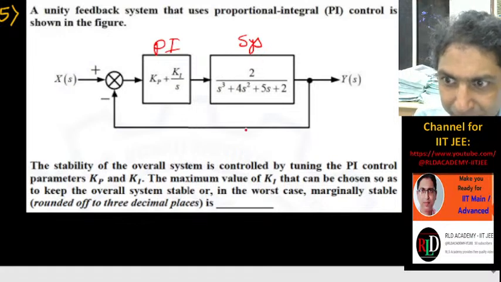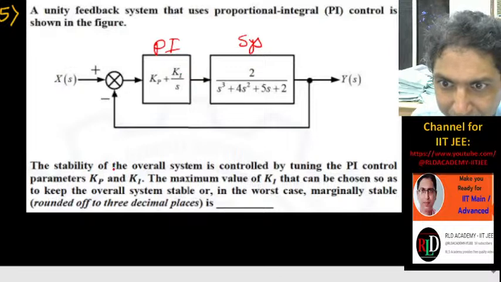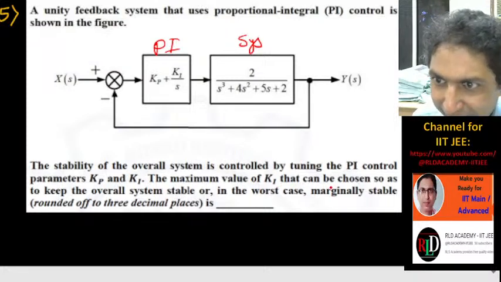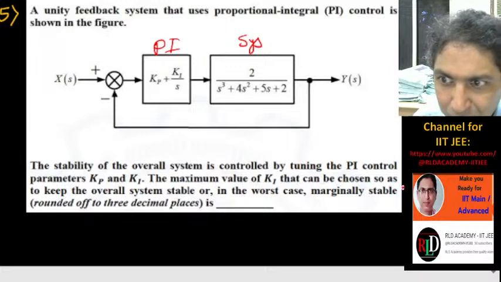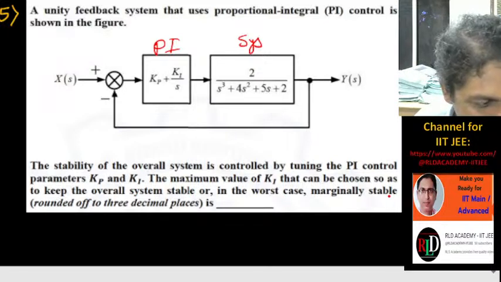Now here we need to tune these two parameters Kp and Ki. The stability of the overall system is controlled by tuning PI controller parameters Kp and Ki. The maximum value of Ki that can be chosen so as to keep the overall system stable, in the worst case, marginally stable.